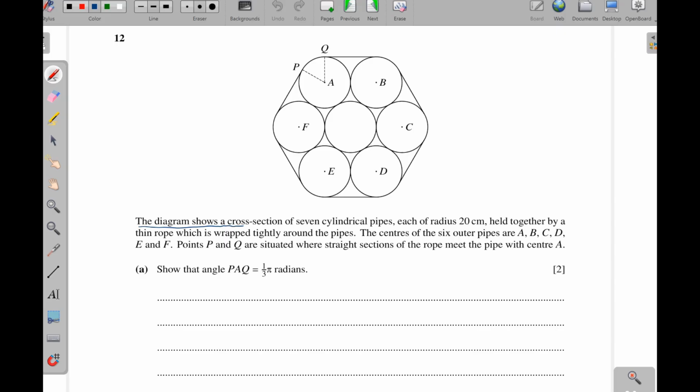The diagram shows a cross section of 7 cylindrical pipes, each of radius 20 centimeters, held together by a thin rope which is wrapped tightly around the pipes. The centers of the 6 outer pipes are A, B, C, D, E, and F. Points P and Q are situated where straight sections of the rope meet the pipe with center A. Then part A, show that the angle PAQ is pi over 3 radians.